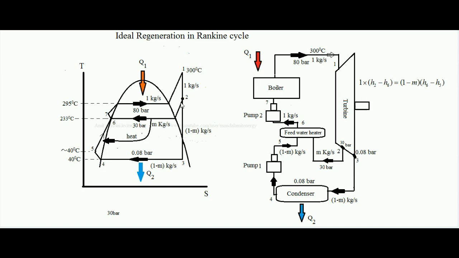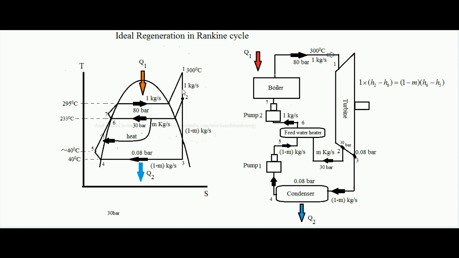Now the question is, how much amount of m is to be taken out? There must be some relation: in case 1 kg per second of steam is entering the boiler, how much m must be taken out from the corresponding steam bleed point? Over here I am showing 30 bar. Once again I am telling that we can choose any pressure. However, there is an optimum pressure also from where steam is to be bled out. For that I am not discussing right now.